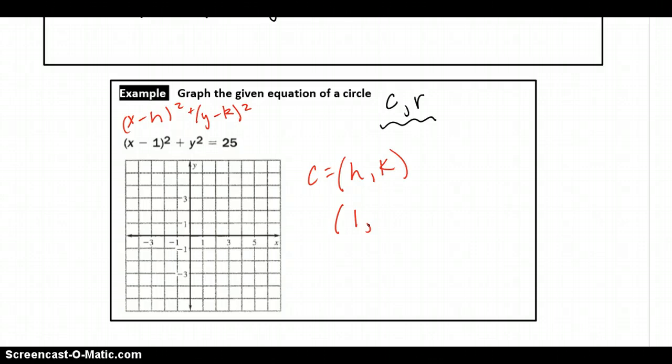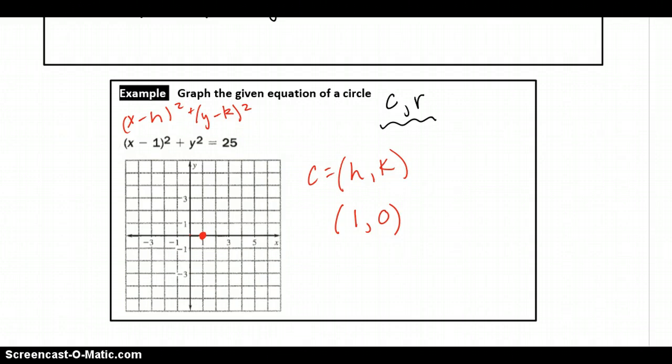And what about k? What could we plug in for k here? 0, exactly. So our center is going to be at 1, 0. So you can plot that on your graph. So go over 1 and up 0. So here is my center.